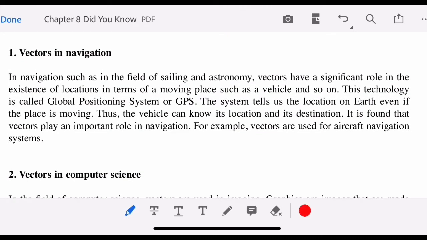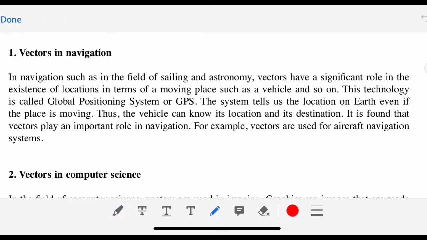Vectors in navigation. In navigation, such as in the field of sailing and astronomy, vectors have a significant role in the existence of location in terms of a moving place, such as a vehicle and so on. This technology is called Global Position System, or GPS.